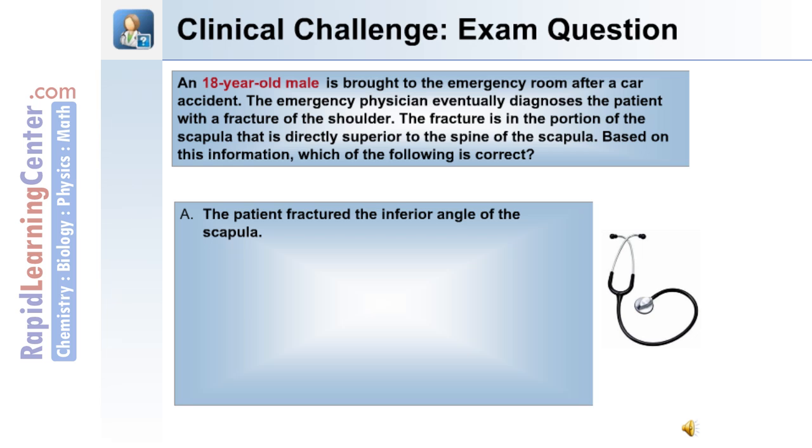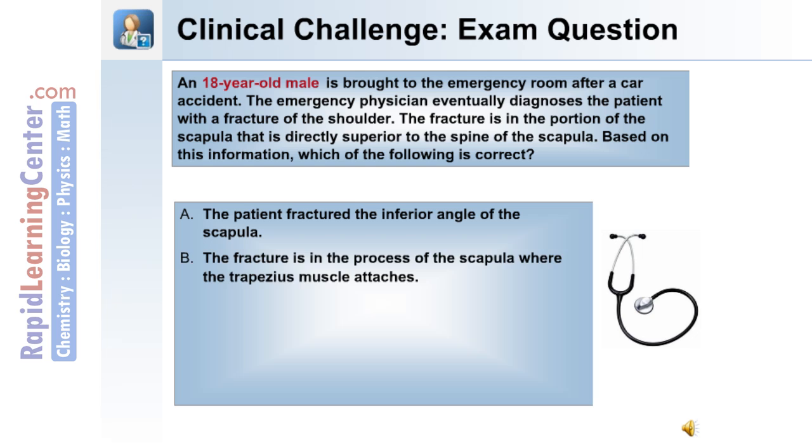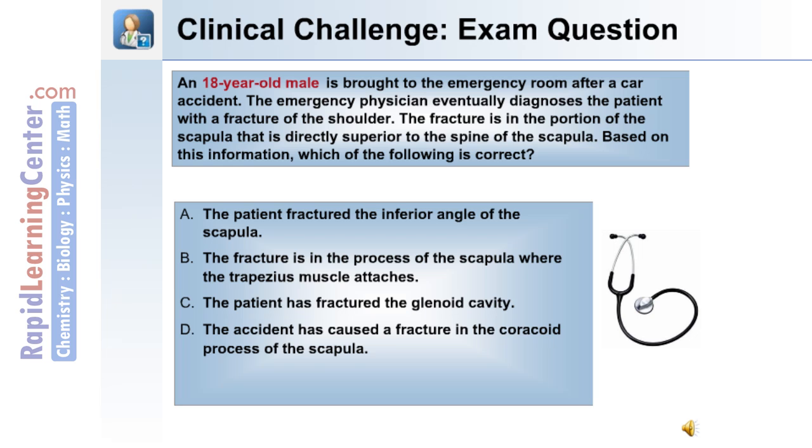A. The patient fractured the inferior angle of the scapula. B. The fracture is in the process of the scapula where the trapezius muscle attaches. C. The patient has fractured the glenoid cavity. D. The accident has caused a fracture in the coracoid process of the scapula. Or E. The fracture is in the process of the scapula where the biceps brachii attaches.